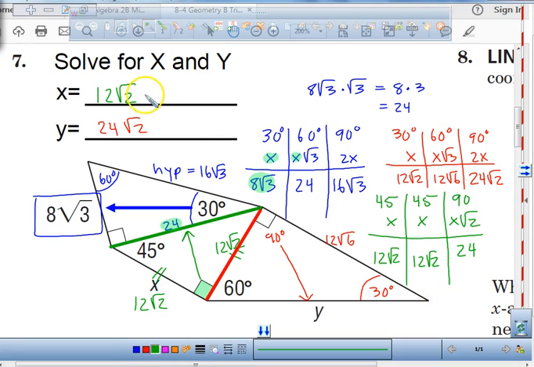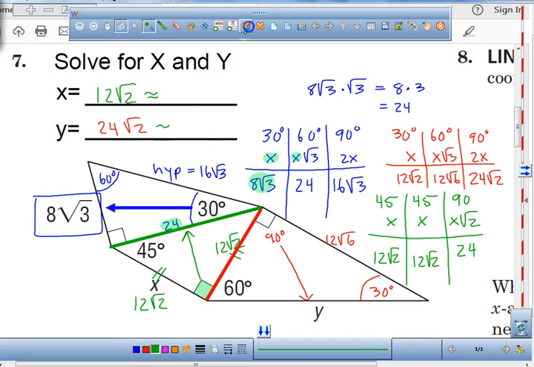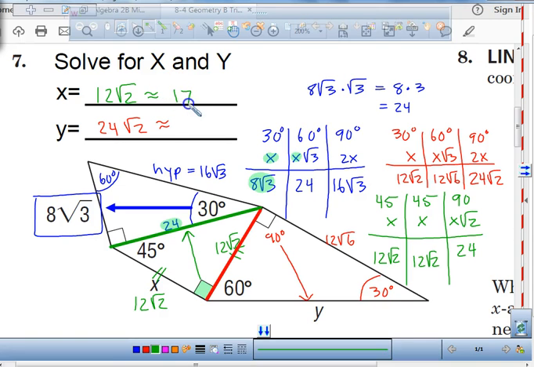Now, Sierra, help me out. Give me an approximate value of 12 radical 2 and give me an approximate value of 24 radical 2. So 12 radical 2? 16.97? Yeah. Okay, so we're just going to round it up to a 17. What about 24 radical 2? 33.9. Okay? So right here we have it's really close to a 17 and really close to a 33.9, really close to a 34.